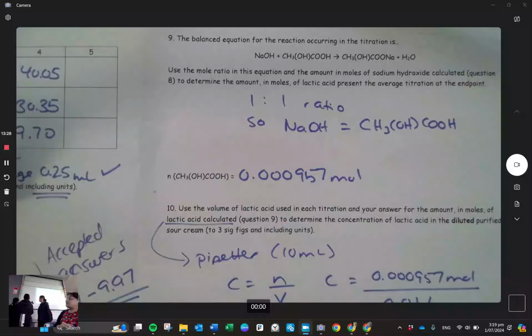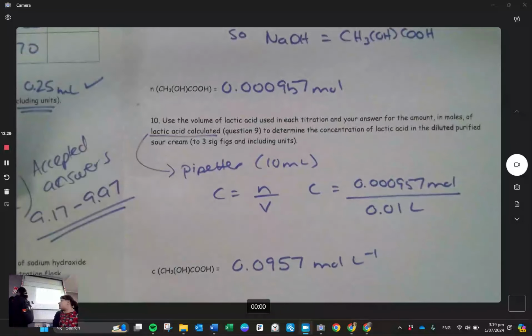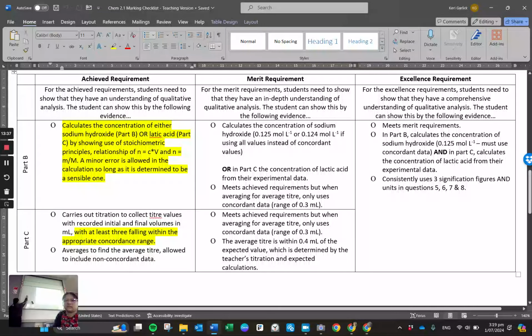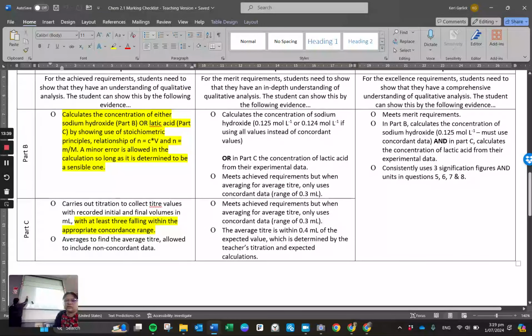All right, there's the answer. You're basically doing the same calculation, just working in reverse. Make sense? All right, and the other thing to keep in mind is that for the merit, I just need you to do the calculation in either part B or part C, but for the excellence, I need you to get it right in both part B and C.